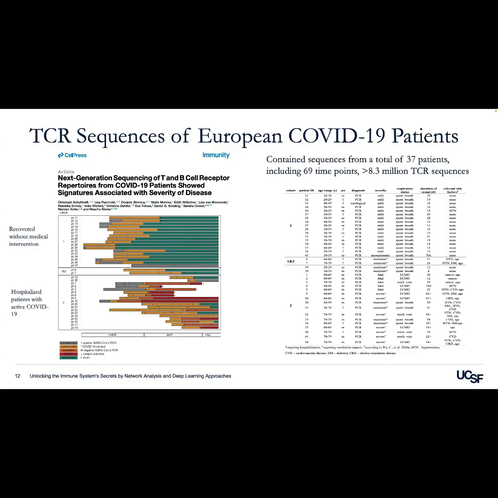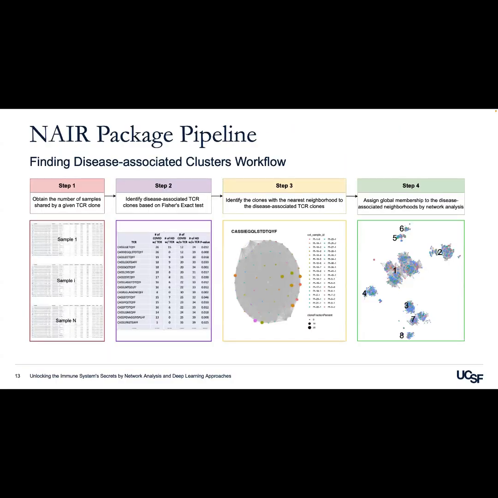So basically, this project involved three cohorts. Two cohorts are COVID-19 patients. One is the recovered patients group, who had mild COVID-19 symptoms. They didn't actually receive any medical intervention. And the other group of COVID-19 patients were very severe, and most of them, unfortunately, died. And then there was also a cohort of healthy donors.